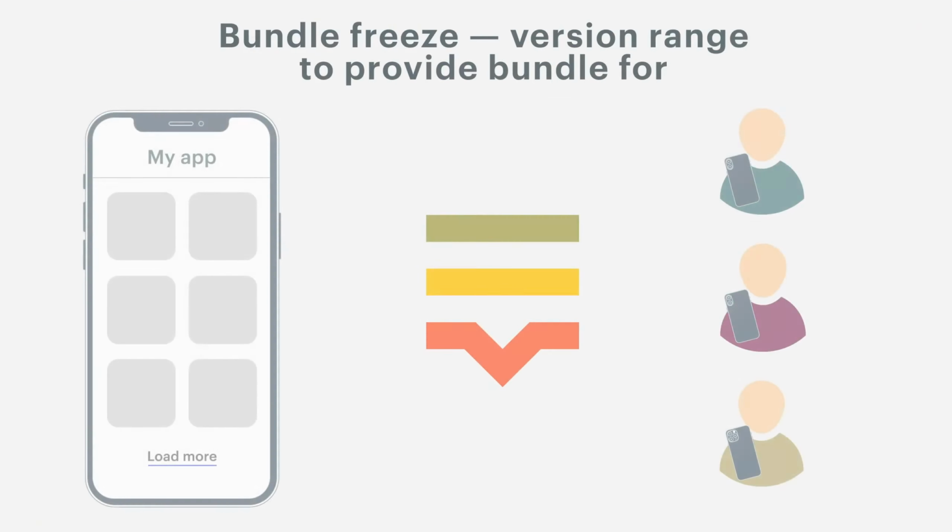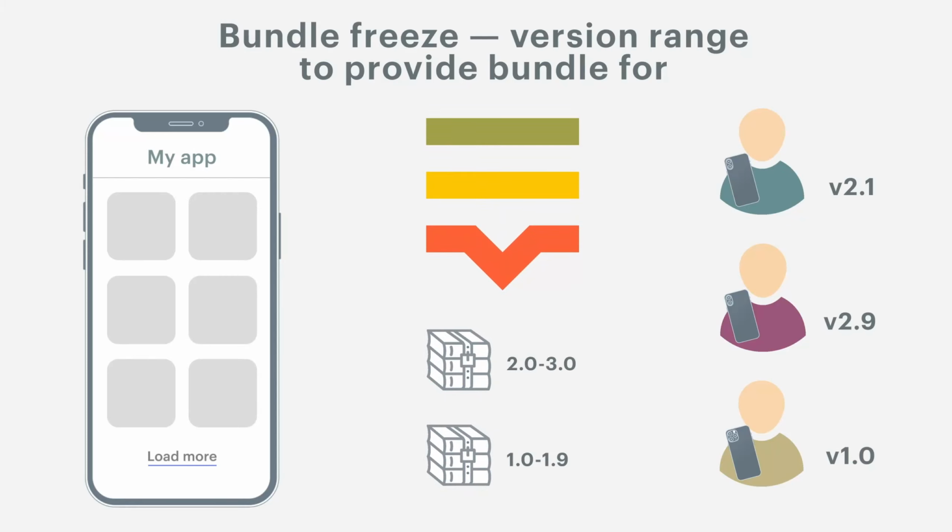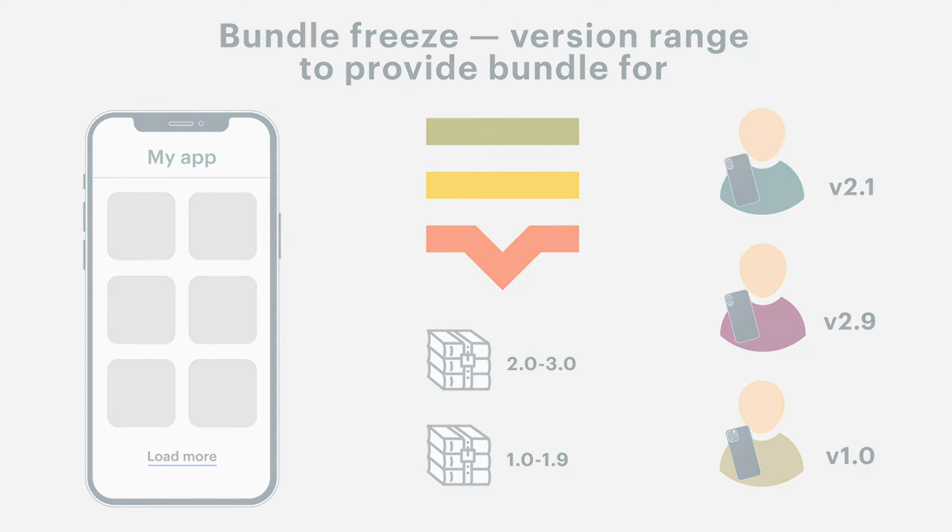Now let's see how to work with bundle freezes. A bundle freeze is a version range that the bundle should be provided for. For example, you can specify that a newer bundle should only be provided to customers using app versions 2.0 to 3.0. Customers using version 1.0 will continue to receive an older bundle.